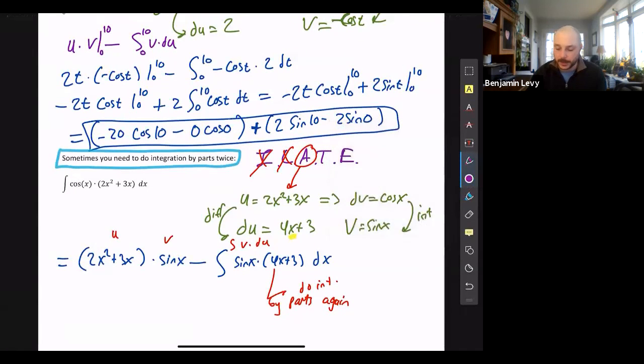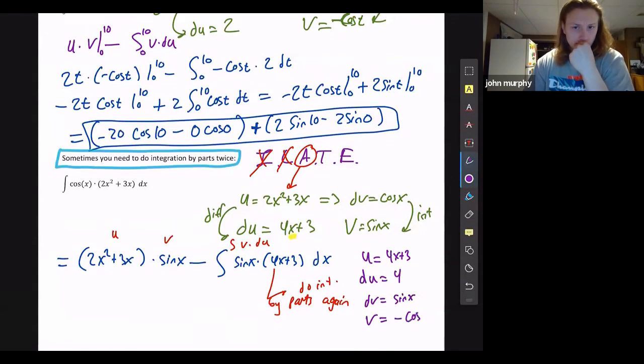And it's very similar, right? Because u is the 4x plus 3, and so du is just 4. That's going to be good because that's just going to be a constant multiple. And then dv is the other thing, which is sine, and so v is minus cosine. I think that's right.